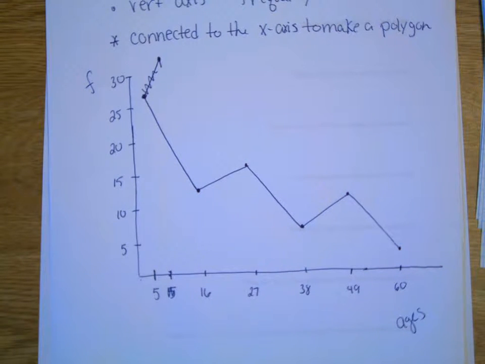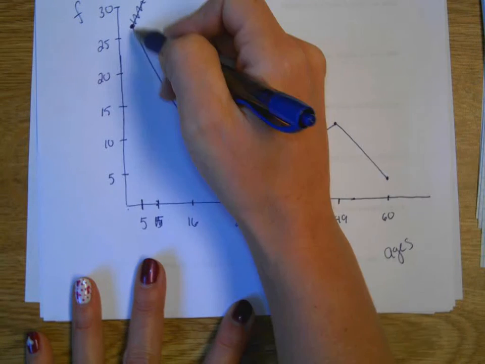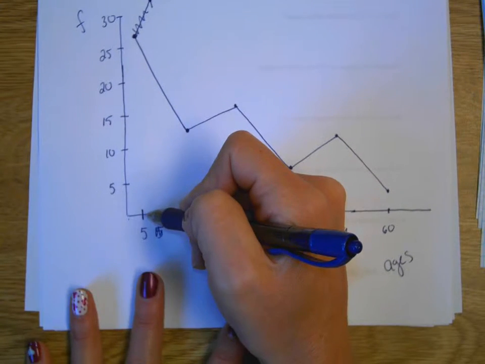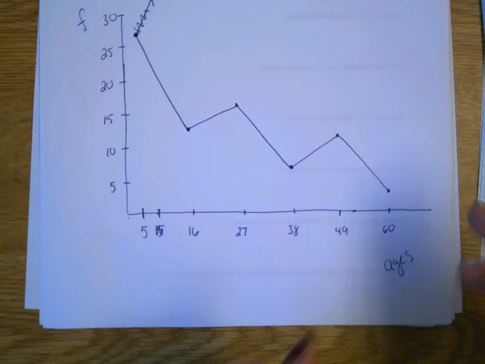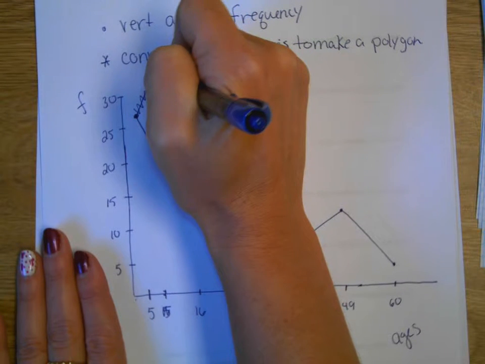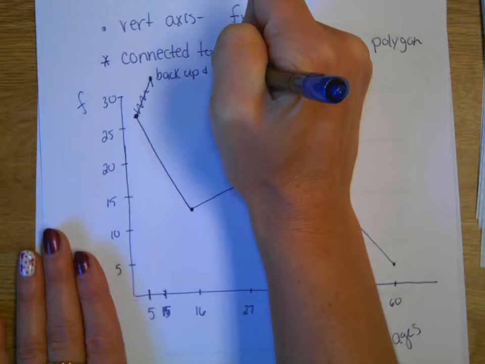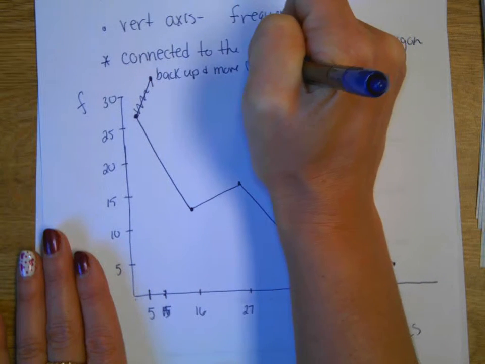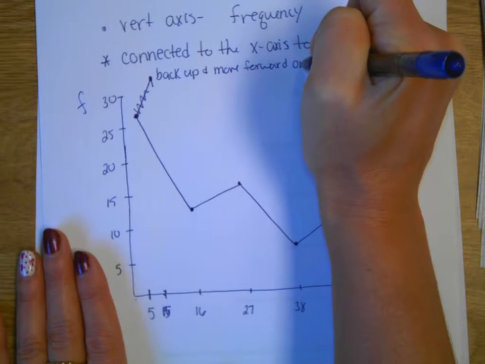To do this properly, the mistake people make on the test, when we have the test, is they know a polygon has to be enclosed. They remember that, and that's what they do. They chop it straight down here. Chop, chop. But there are people younger than 5, and there are people older than 60. So the way to make this uniform is to back up, and move forward 1 class width.